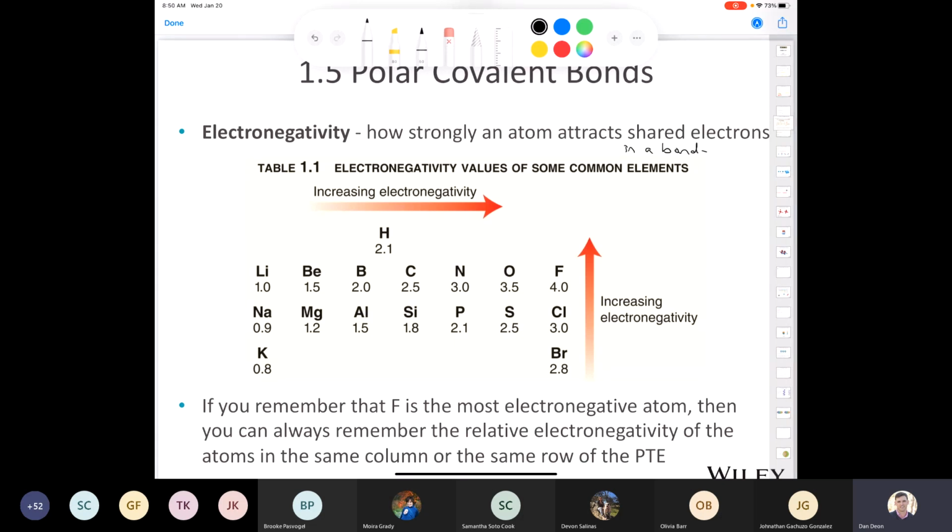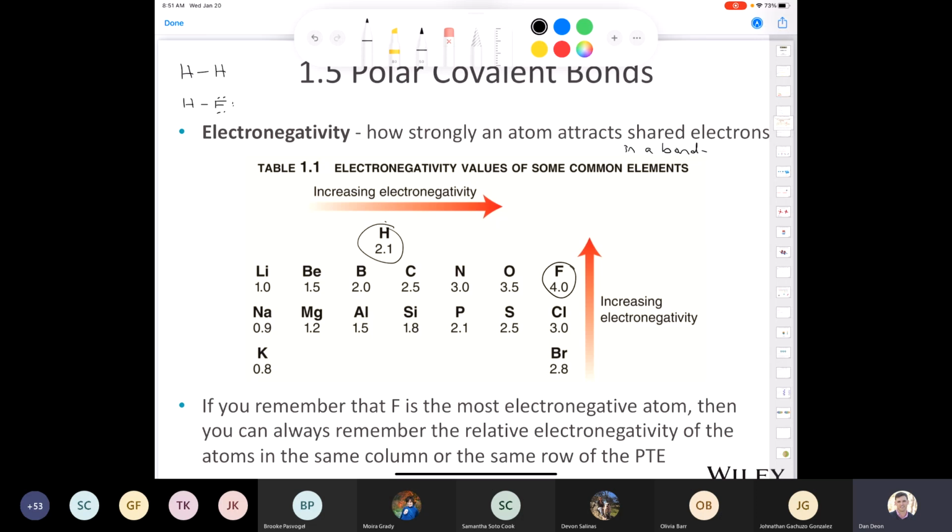Sometimes students will mix up electron affinity, which you also learned about in general chemistry, with electronegativity. Electronegativity is how much an atom wants an electron that's shared in a bond. If you think about 2 hydrogen atoms, they're going to share the 2 electrons in the bond equally, because they have the same electronegativity. But if you have a bond between hydrogen and fluorine, fluorine is the most electronegative element in the periodic table. It has an electronegativity value of 4.